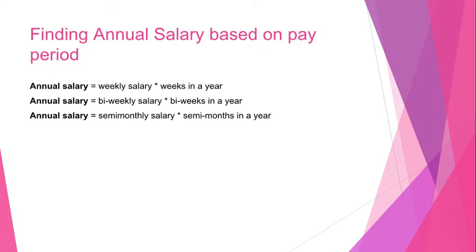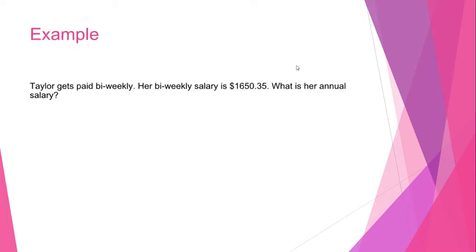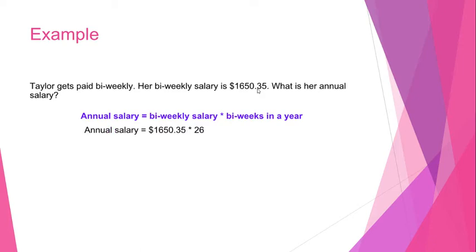So an example: Taylor gets paid bi-weekly. Her bi-weekly salary is $1,650.35. What is her annual salary? So we're trying to find her annual salary. In order to do that, salary equals our bi-weekly salary times the number of bi-weeks in a year. The bi-weekly salary is $1,650.35. And bi-weeks, we're getting paid every other week, so there are 26 in a year. So we're going to multiply the $1,650.35, what she gets paid every 2 weeks, times the 26 pay periods, so she'll get 26 checks in a year.